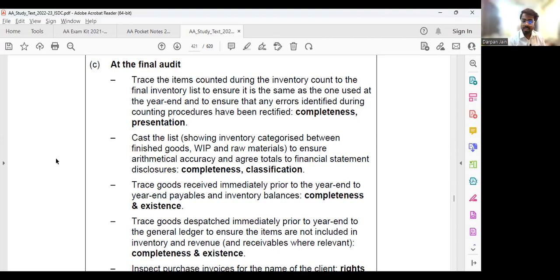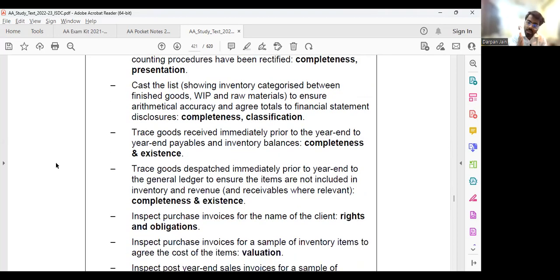Next, trace the goods received immediately prior to year end to the year end inventory balances. The goods which were received just before the year end should be included in inventory. Check that. Next, trace the goods dispatched immediately prior to year end to ensure the items are not included in inventory and revenue. The goods which were dispatched immediately prior to year end, that means which were sold, should not be included in your inventory because those have been sold already.